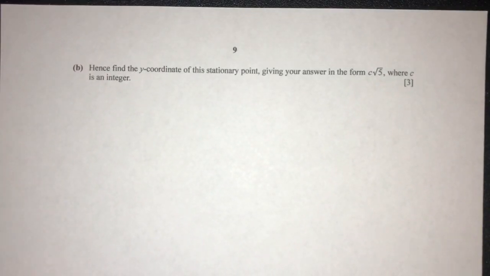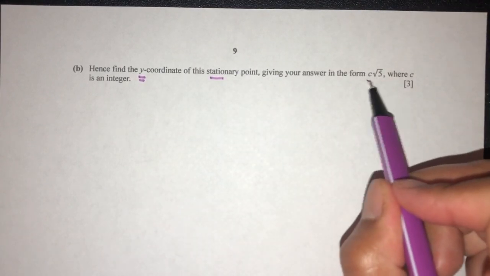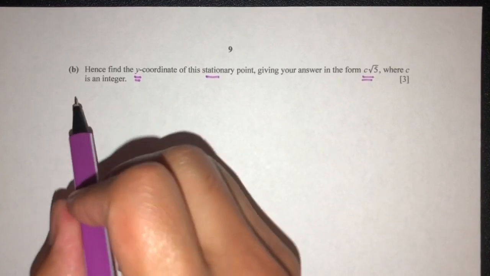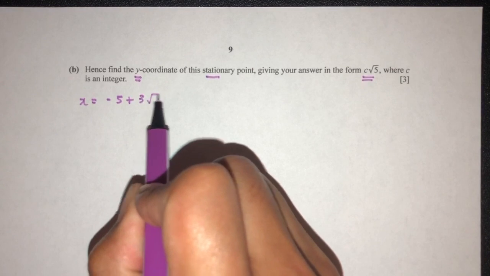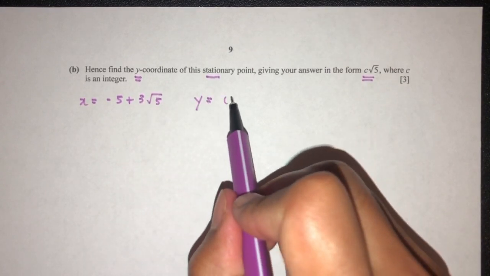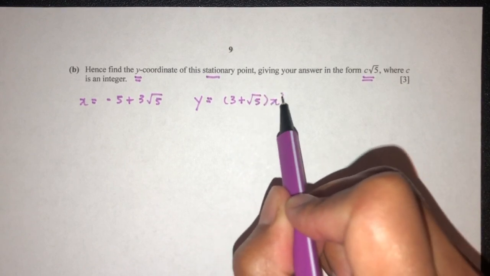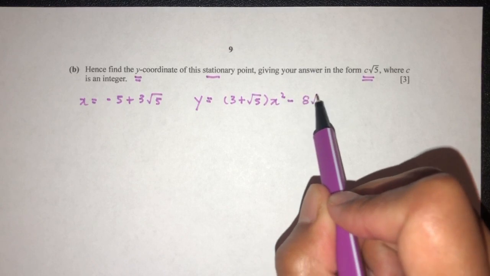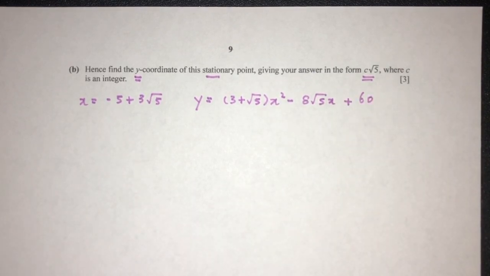So the question is asking you to hence find the y coordinate of the stationary point, giving your answer in the form of this. Okay, so step by step. So we have seen x is given to you by minus 5 plus 3 root 5. And y, which is the equation of the curve, is given to you by (3 plus root 5) x squared minus 8 root 5 x plus 60. So the main idea here is we just have to replace x in this and simplify one by one.